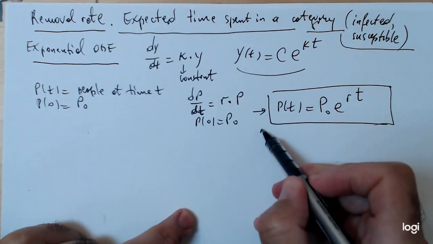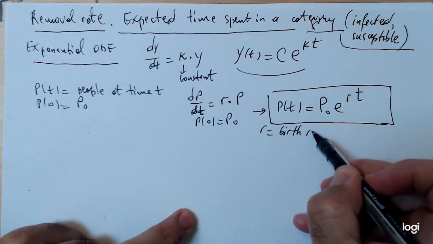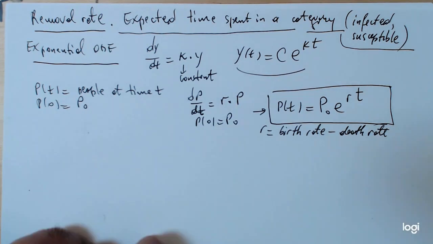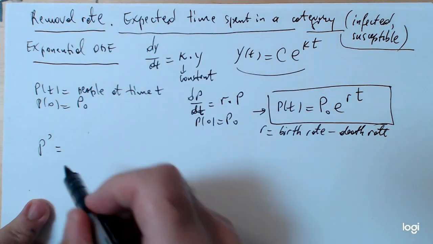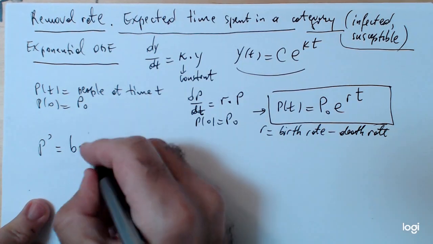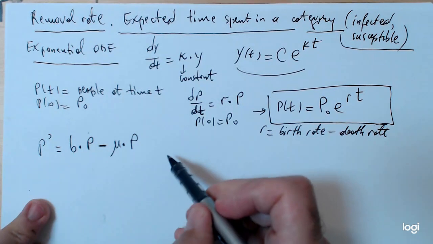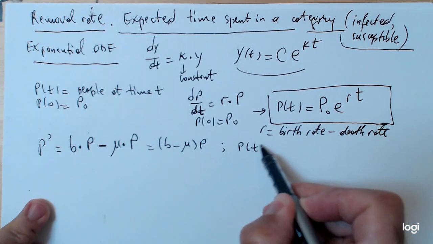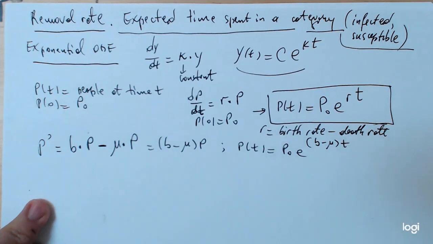And I said before that in the notes, usually r denotes the difference between the birth rate and the death rate. So often, for example, in models, you will see P prime equals some birth rate times the population size minus the death rate times the population size. So of course, you can factor P, and then the solution can be written as P naught e to the (b minus mu) times t.